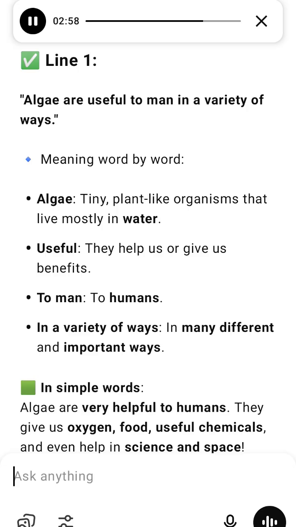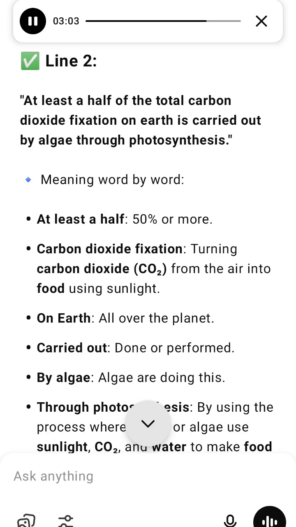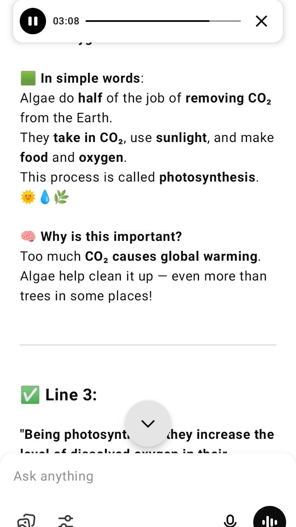2. Algae release oxygen into water. When algae perform photosynthesis, they also produce oxygen, which dissolves in water. This dissolved oxygen is essential for fish and all other aquatic, water-living animals to breathe. Without algae, many water creatures would not survive.